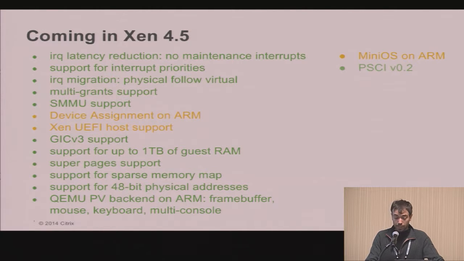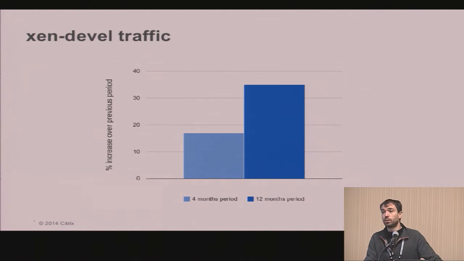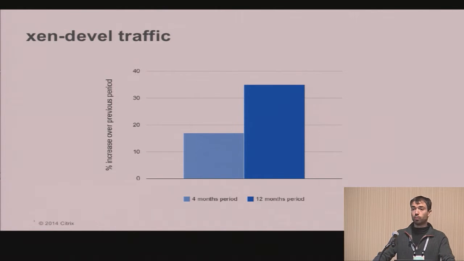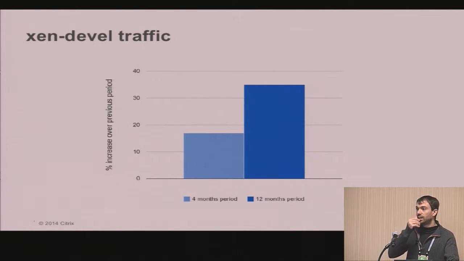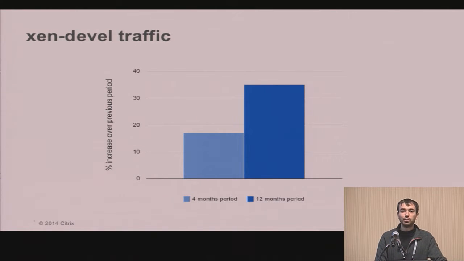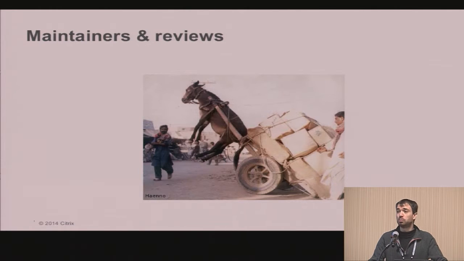Overall, you might have noticed that the traffic on the mailing list has increased. In fact, in the last 4 months, the traffic is up almost 20% compared to the previous 4 months. If we look at a year period, the traffic is up about 35% compared to the previous year. So if you're complaining that it's difficult to catch up on xen-devel lately, think of the poor maintainers who need to review all this code. They might feel a bit overloaded.